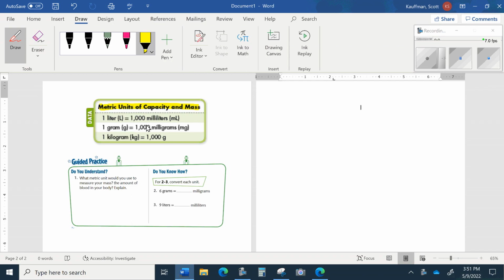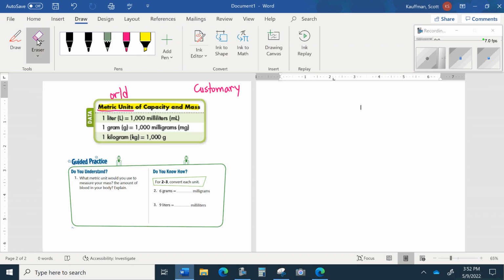In lesson 13.5, as you may recall, we were studying metric units of capacity and mass. Remember, when we study metric units, we're talking about units of measure used by the world. The United States is a unique country for many reasons, and one of those reasons is because we use what we call customary units. Our units of measure for capacity are different than what the rest of the world uses, and we've already talked about those in previous lessons.